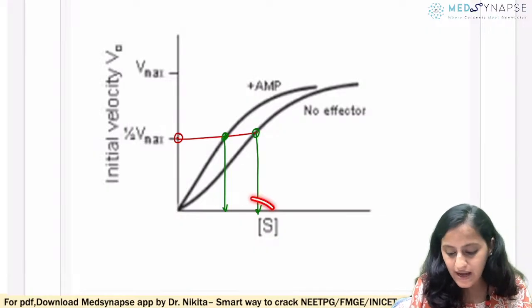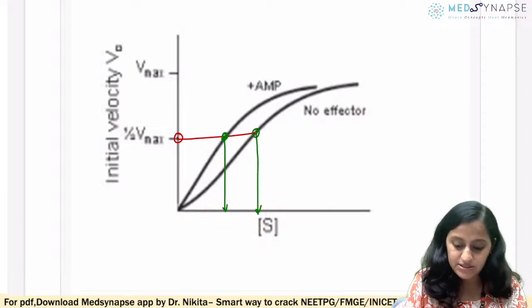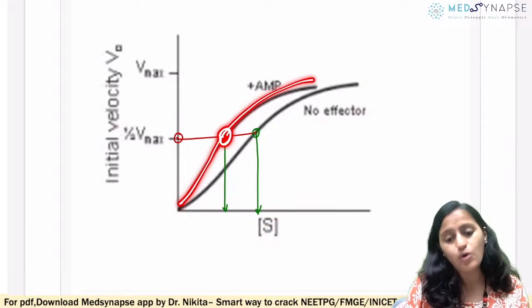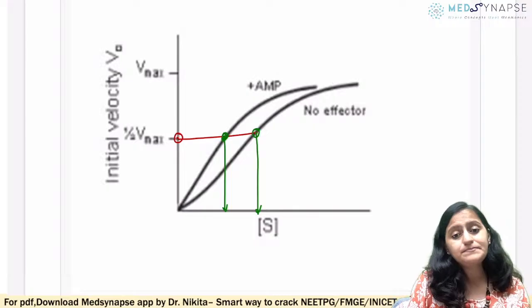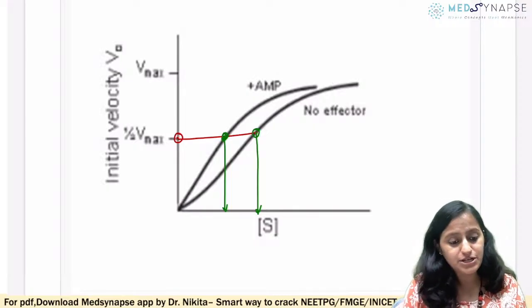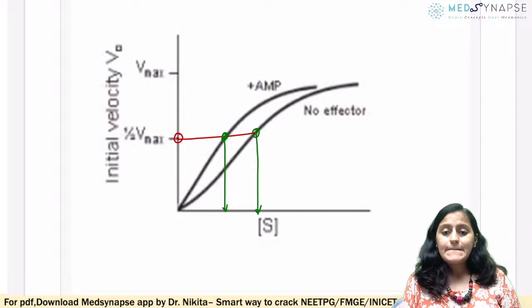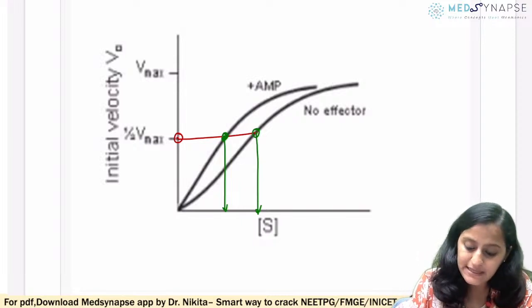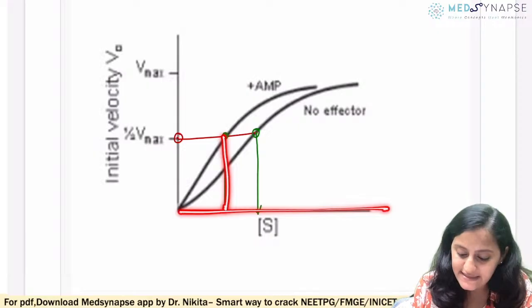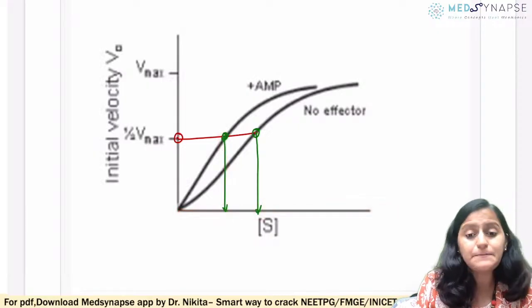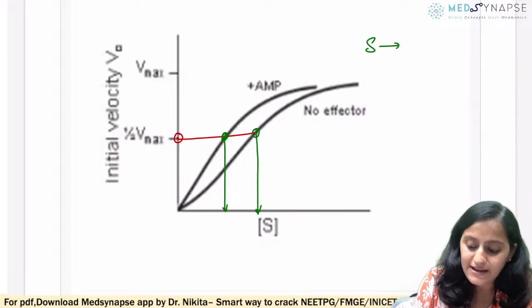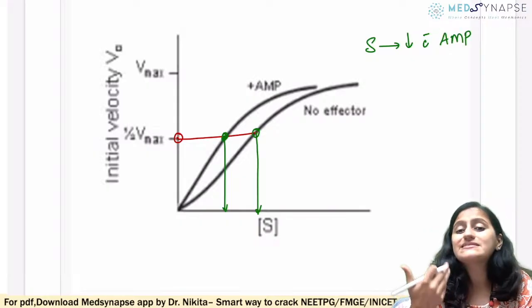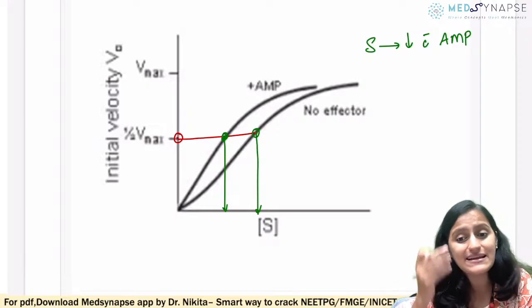So tell me, when do you need less substrate concentration? When the AMP is present, or when there is no effector, that means the AMP is not present? Of course, on the x-axis, this is less and this is more, right? So the substrate concentration required for a particular velocity of reaction is decreasing with AMP. That tells you that it is activating the enzyme, right?